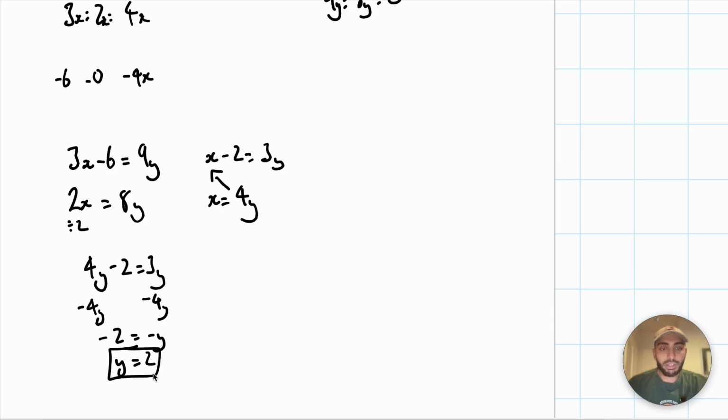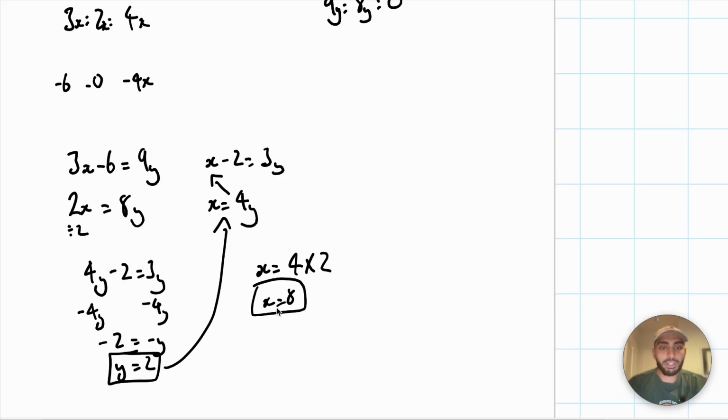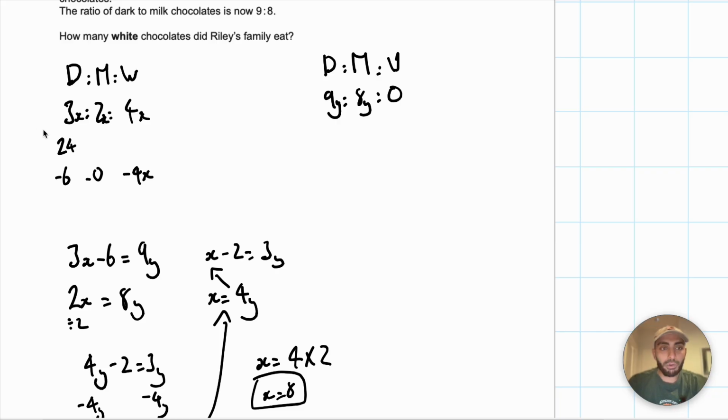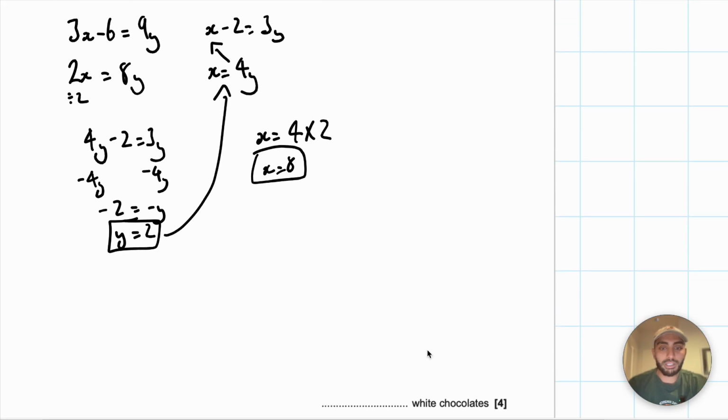Because I know what y is equal to, I can find what x is equal to. I'm going to substitute it into here. x is equal to 4 lots of y, 4 lots of 2, so x is equal to 8. Now that I've found both of these numbers, I can substitute them back in and see how many they started off with. 3 times 8 is 24, 2 times 8 is 16, 4 times 8 is 32. So this is the amount they started off with. We want to find how many white chocolates they ate. That's 4x, or 4 multiplied by 8, which is 32.